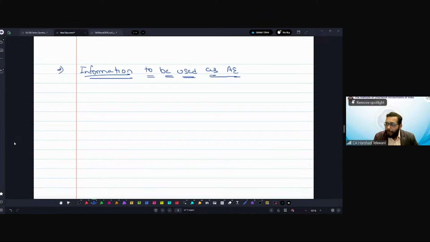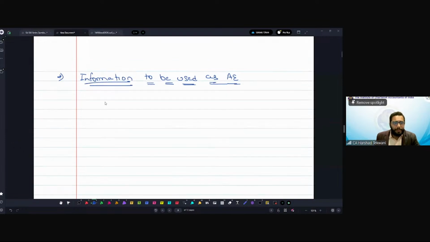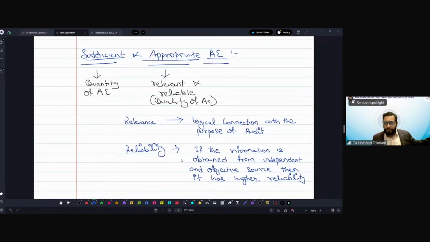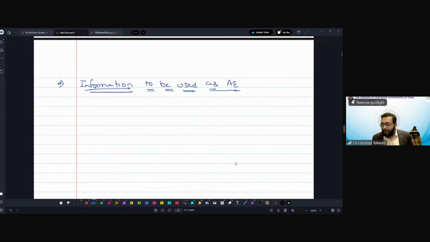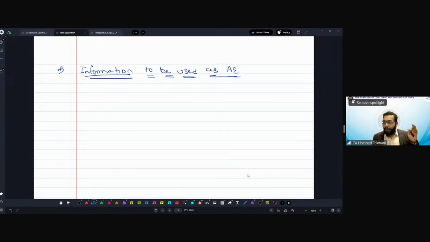Now, when information is to be used as audit evidence, we will be checking the relevance and the reliability of that information. That is perfectly fine. Apart from that, when the information we are going to use as audit evidence is prepared by the management expert, then what to do? The additional part here is the management's expert. This information is prepared by management's expert.